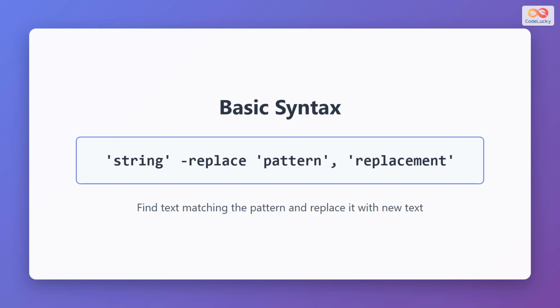Let's start with the basic syntax of the -replace operator. The structure is straightforward. You take a string, followed by the -replace operator, then specify a pattern to search for, and finally provide the replacement text. The operator searches through your string, finds any text matching the pattern, and replaces it with the new text you specified. This simple syntax forms the foundation for all text replacement operations in PowerShell.